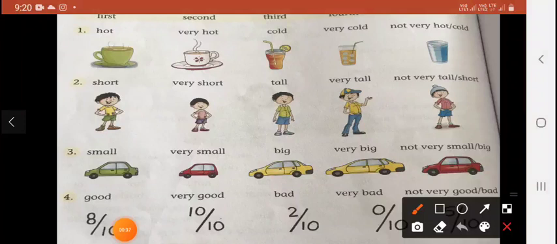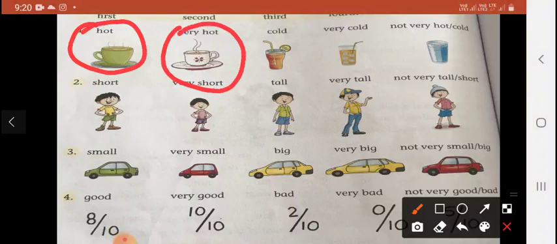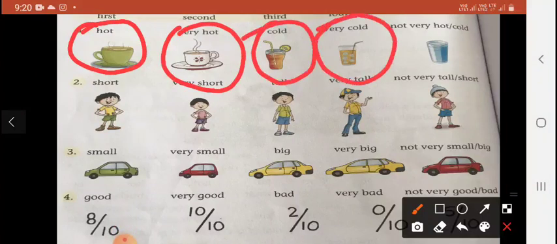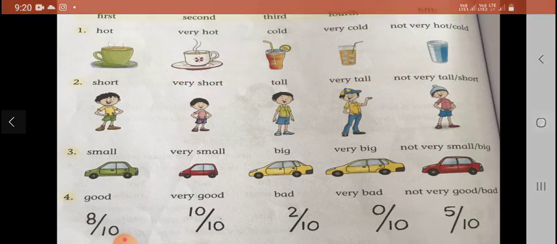See, this one is hot, second is very hot, third is cold, fourth is very cold, fifth is not very hot, not very cold. Okay, so on the basis of this, I'm going to show you how this one word "very" changes the meaning of the sentence.